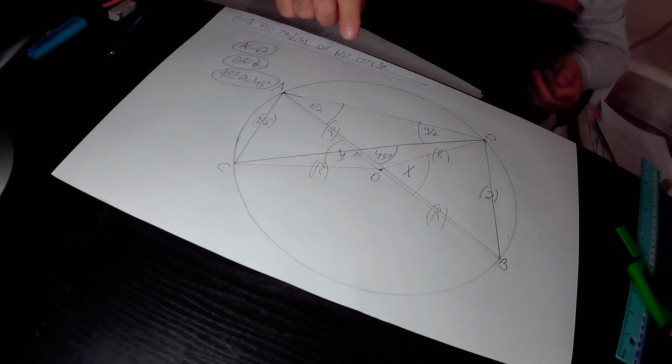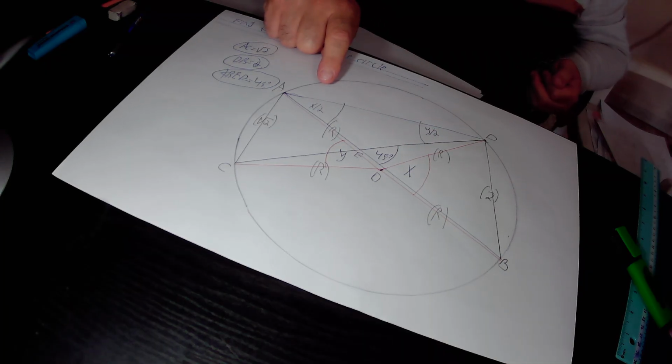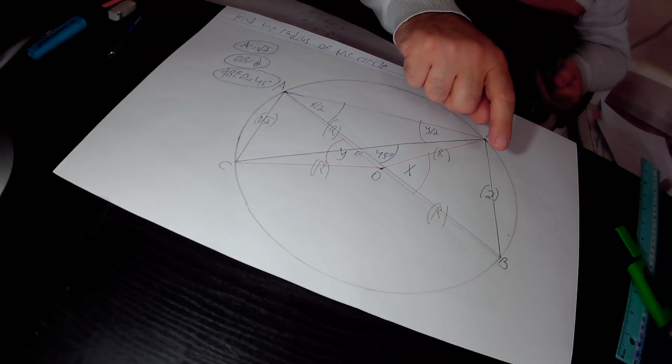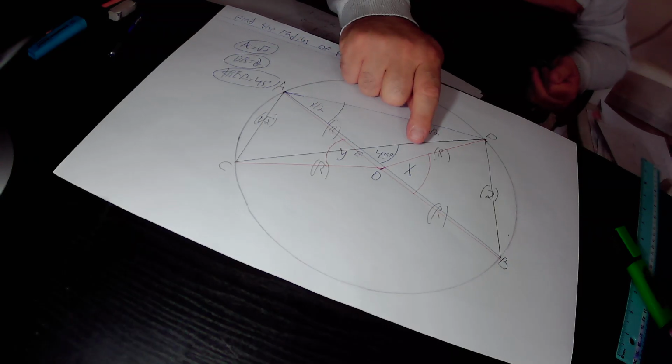Now, according to Rule 13, the size of the center angle DOB must be twice as large as the size of this peripheral angle DAB, because both of them subtend on the same chord called DB. So the size of this peripheral angle DAB is x over 2. Therefore, the size of this center angle DOB must be equal to x.